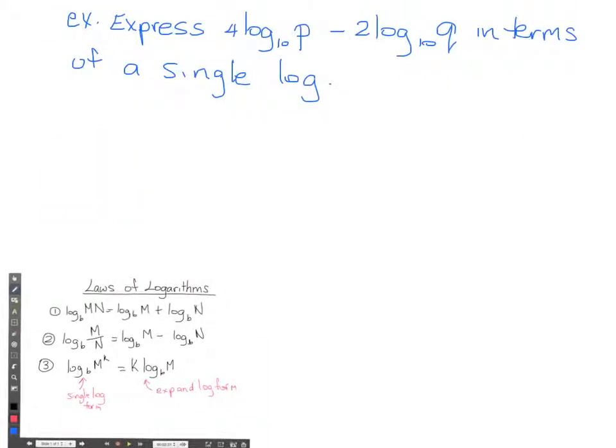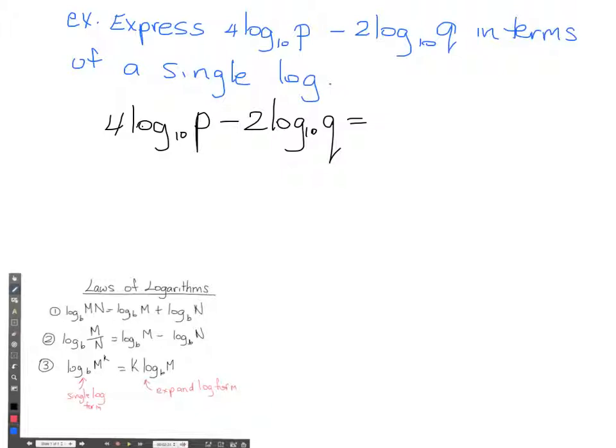Okay, so in this example, we are working from this form, which is our expanded log, and we're going to try to get our expanded log to a single log. As you can see, the expanded log is on the right side, and so we're working backwards this time to try to get to the single log. Now, let's do a rewrite first. We have 4 log to the base 10 of p minus 2 log to the base 10 of q equals.